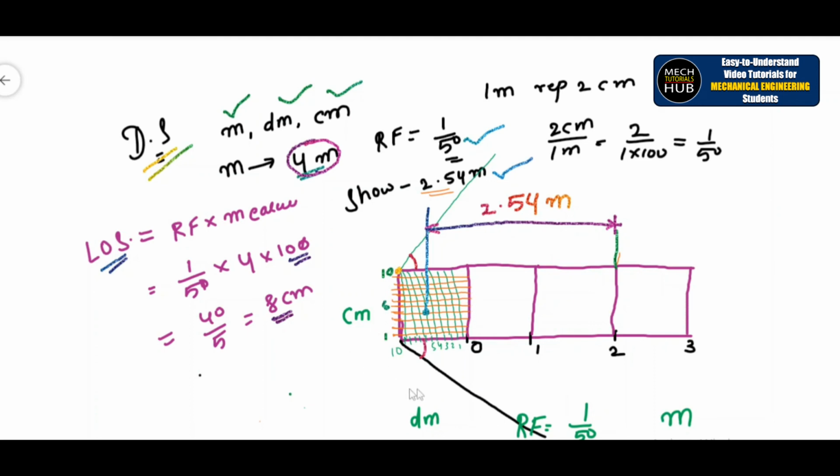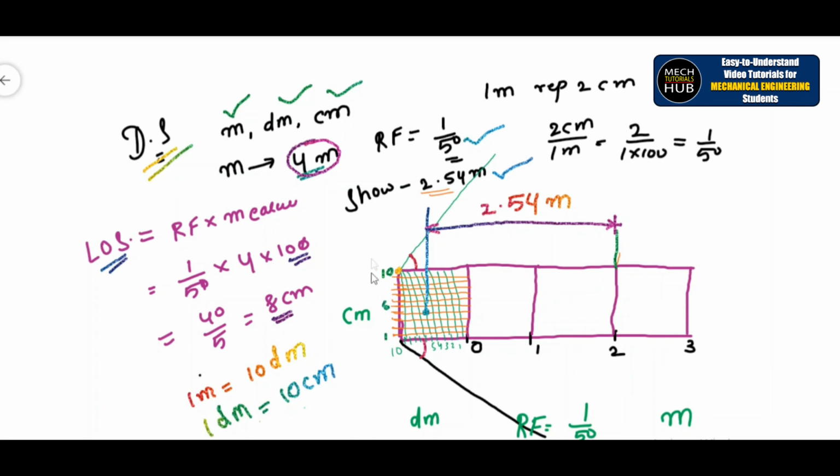Again, 1 decimeter. Why are we dividing this into 10 parts? Because 1 meter is equal to 10 decimeters. That is the reason. Similarly, we are dividing this vertical also into 10 portions. Why only 10 portions? Because 1 decimeter is equal to 10 centimeters. That is the reason we are dividing it into 10 parts. All right, this is how we do the practice.